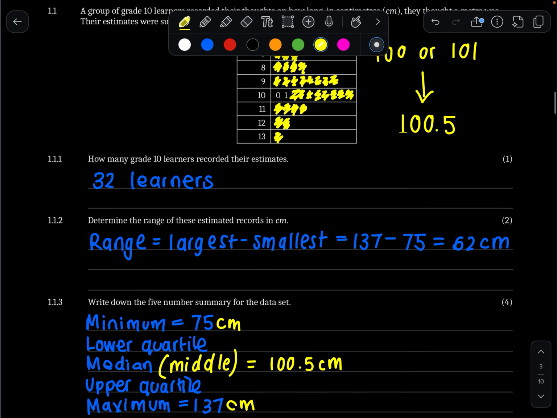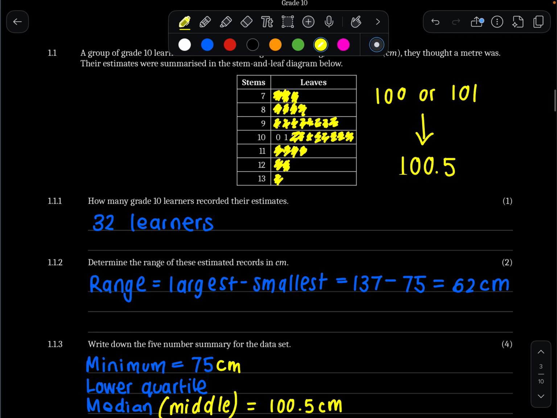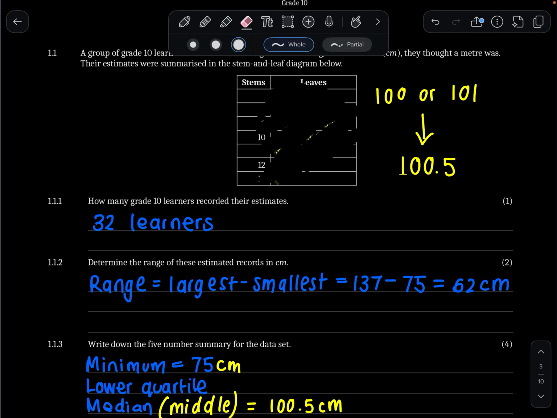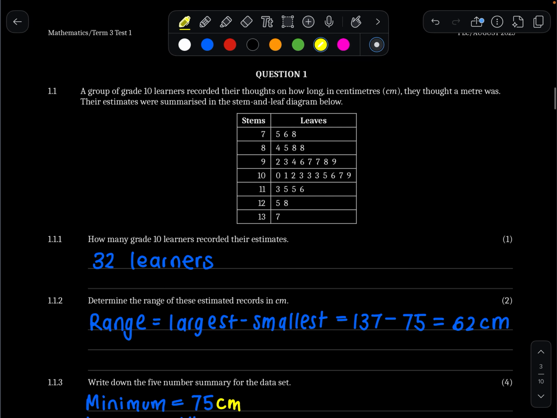Okay, then let's make some space here again. We want the lower quartile. What you do with the lower quartile is we take these two, and we now want the middle of these numbers. That will be our lower quartile.